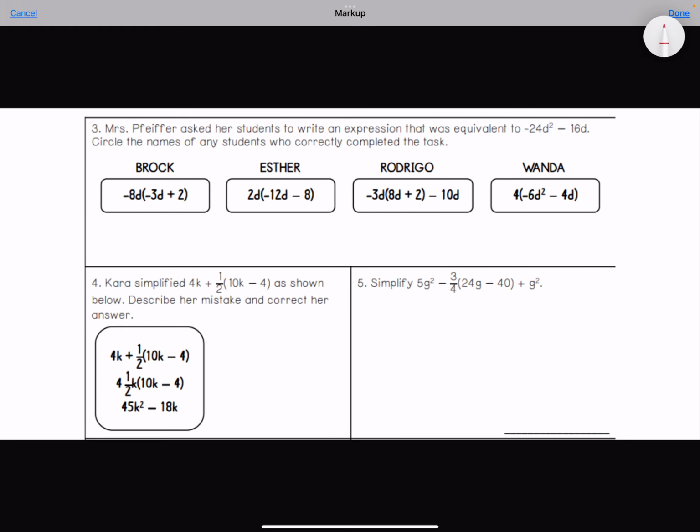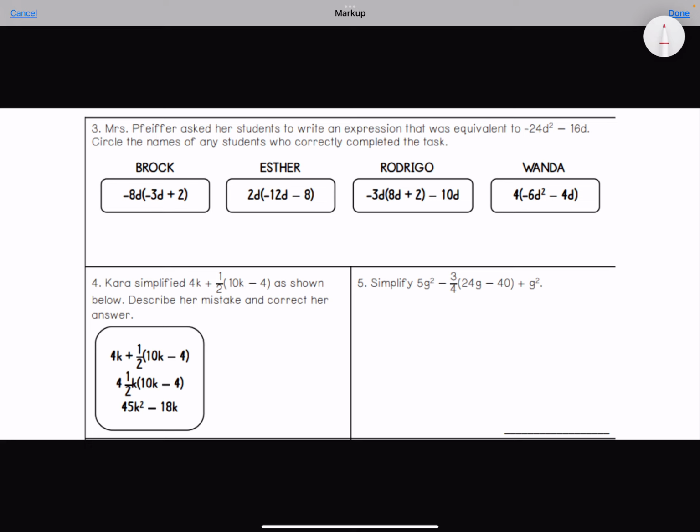Okay, so question number 3, and this is a perfect example of the new kind of STAR test you're going to see. The new STAR test is going to have, and you've seen this on the DCCAs, multi-select or drag and drop. This is a perfect example of this kind of question because it's asking you to circle the names of any students who correctly completed the task. So that means you can't just find one correct answer. It's going to have several.